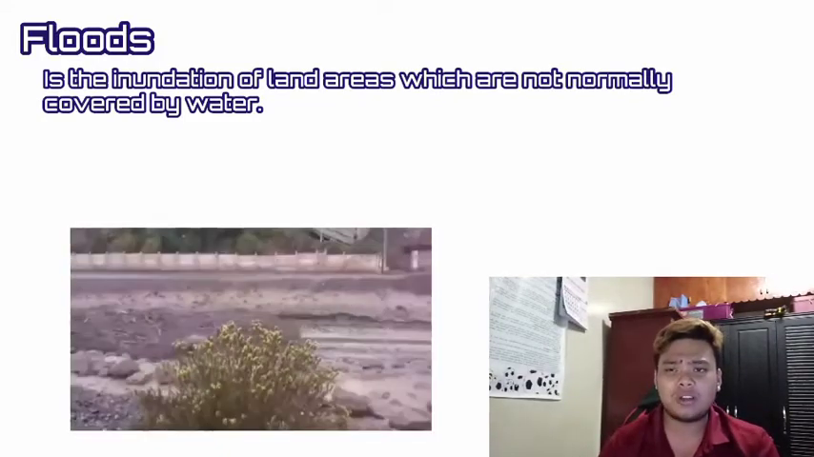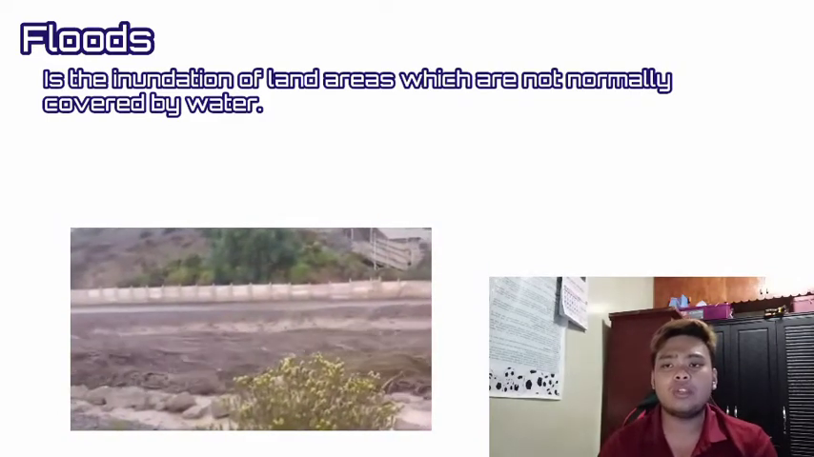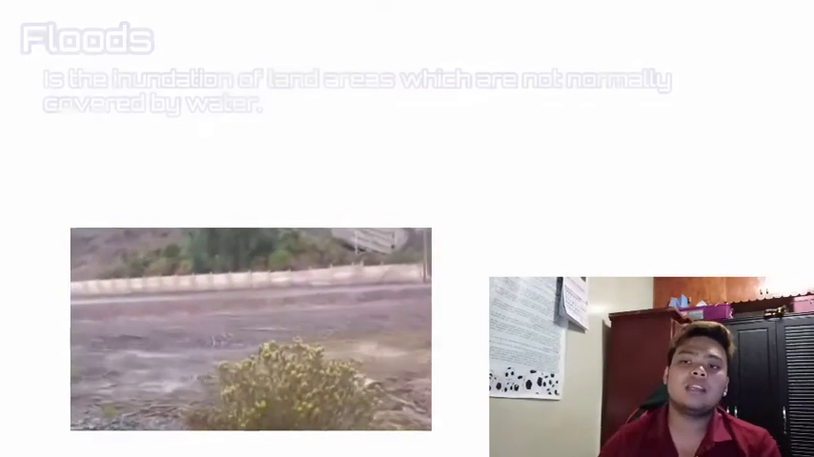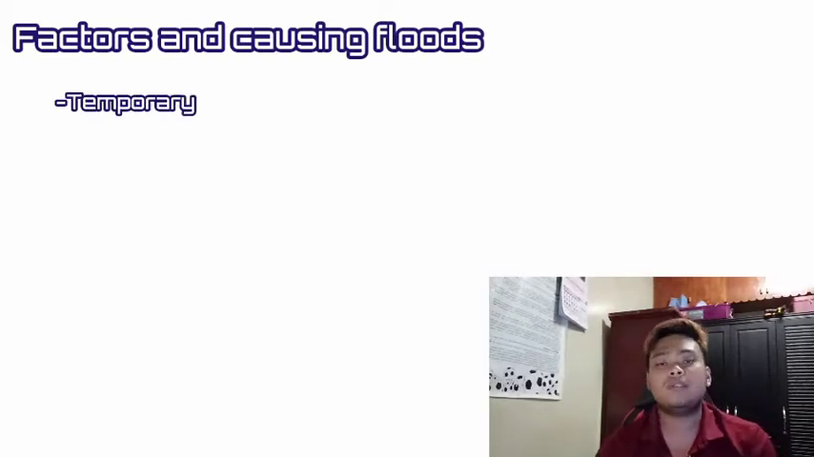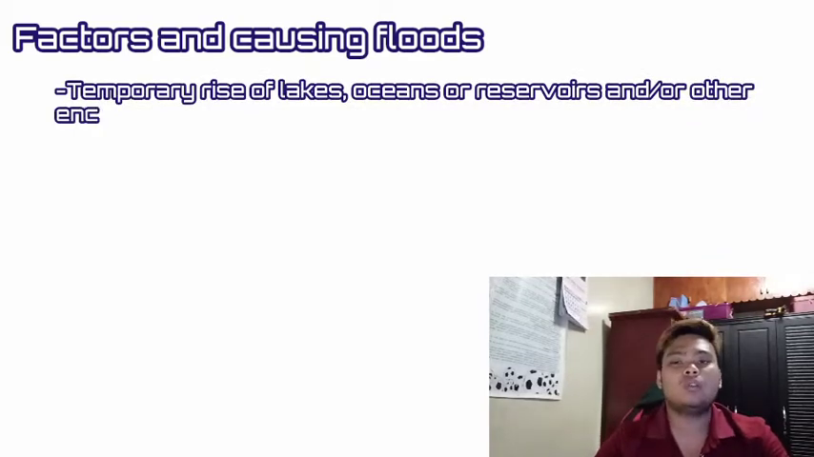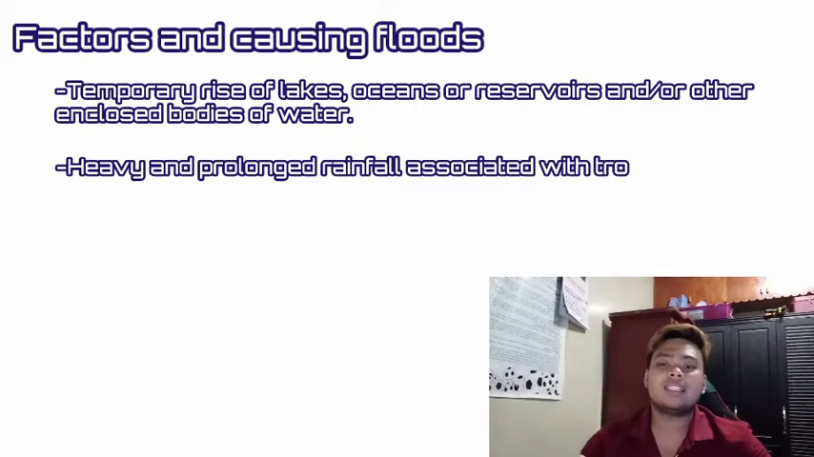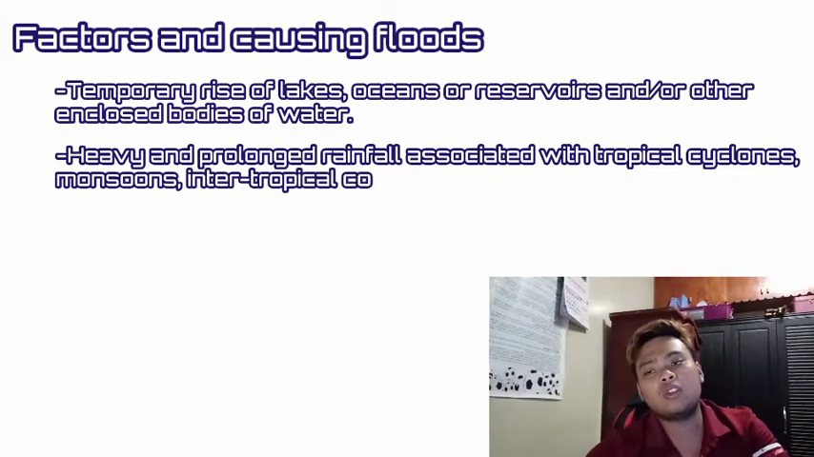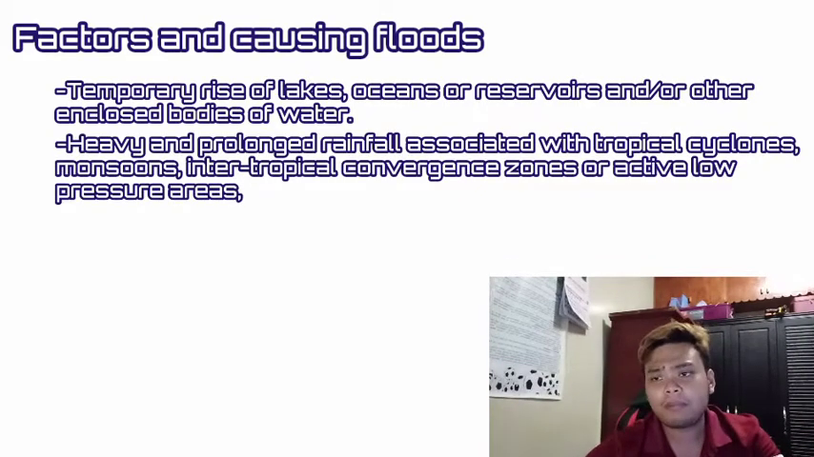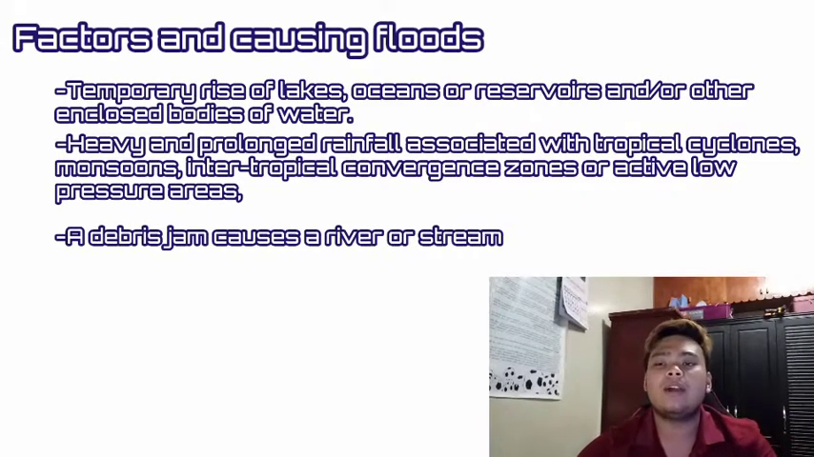Flood is usually caused by a temporary rise of water or overflowing of a river or stream or other watercourse and inundating of adjacent lands or flood plains. The most common factors causing floods are the temporary rise of lakes, oceans, or reservoirs and other enclosed bodies of water. It has heavy prolonged rainfall associated with tropical cyclones, monsoons, intertropical convergence zones, or active low pressure areas. And a debris jam causes a river or a stream to overflow and flood the surrounding area.